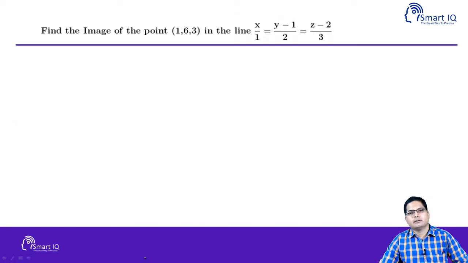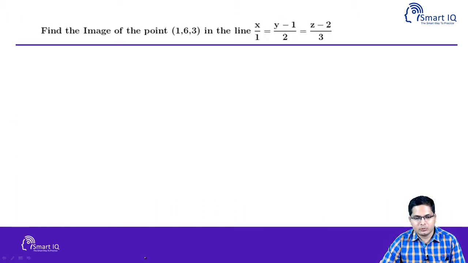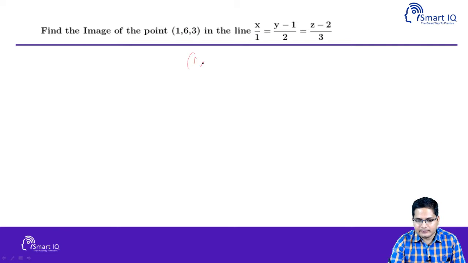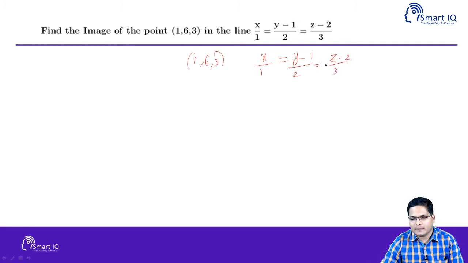So let us see some interesting problems related to 3D geometry, which are more of a conceptual nature. You will get some conceptual clarity. Okay. The first question is, find the image of the point (1, 6, 3). You need to find the image of this point with respect to this line. This line is in which form? Symmetric form. x by 1 is (y minus 1) by 2 is (z minus 2) by 3. So this is called the symmetric form of a line.